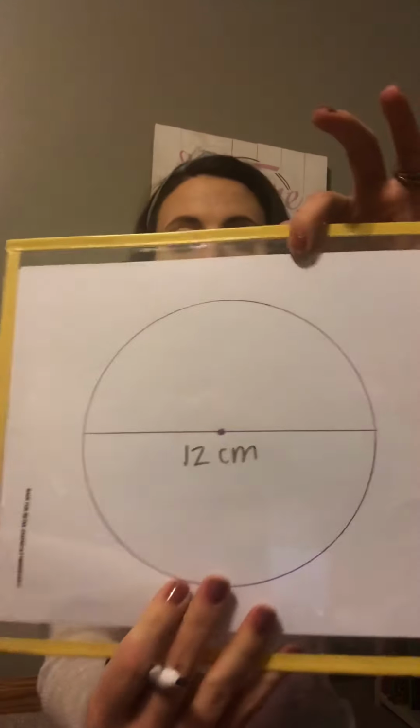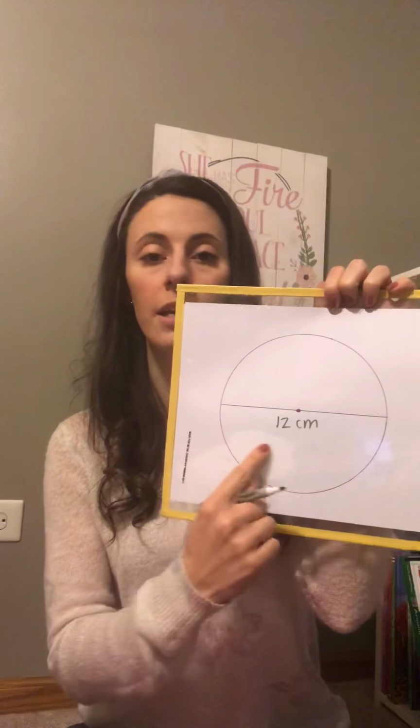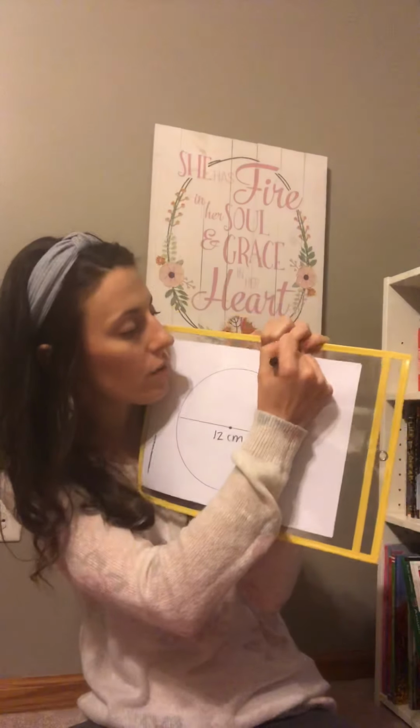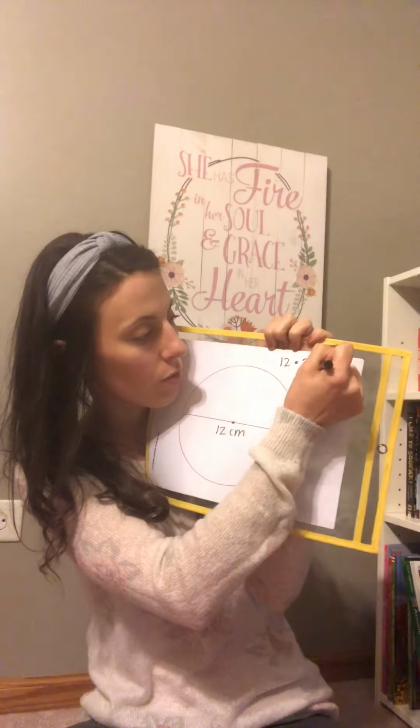So if our diameter is 12 centimeters, what we're going to do is we're going to take that diameter and multiply it by pi. So we will have 12 times 3.14.